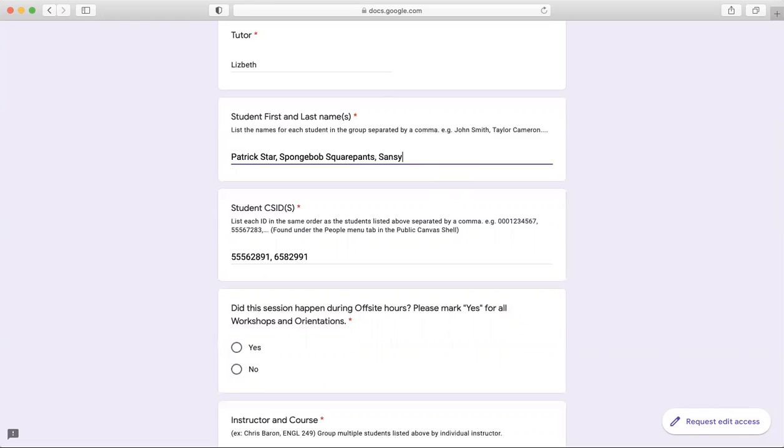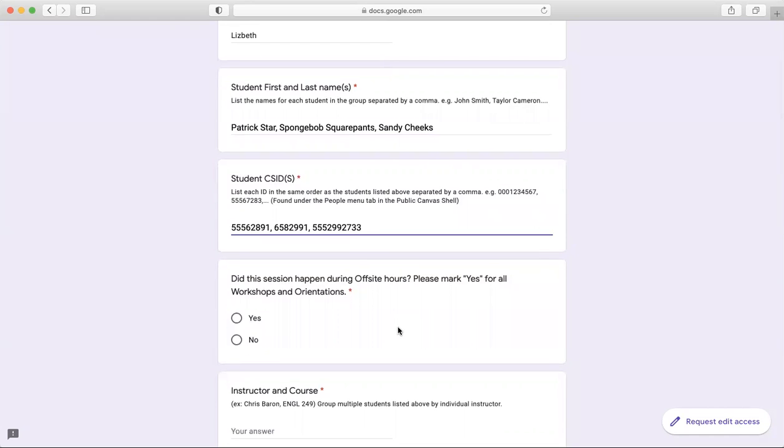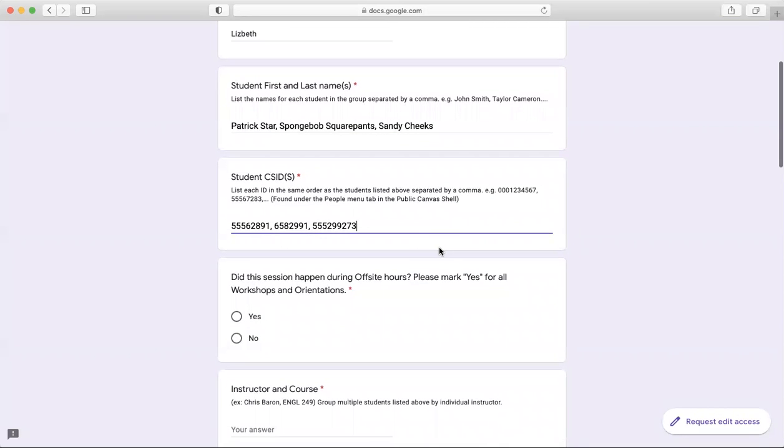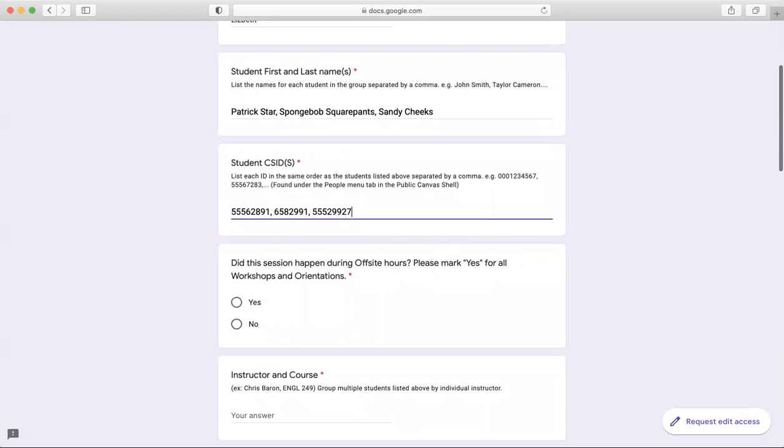So let me just finish up really quickly with the third student. So this way, I hope you notice how it can help you keep track, so the order of the names and the IDs do not get confused and they match. And also remember that you can use the workshop sign-in sheets for workshops and the roster copies for orientations or the front desk log for group sessions as tools while you complete this form if that helps you.